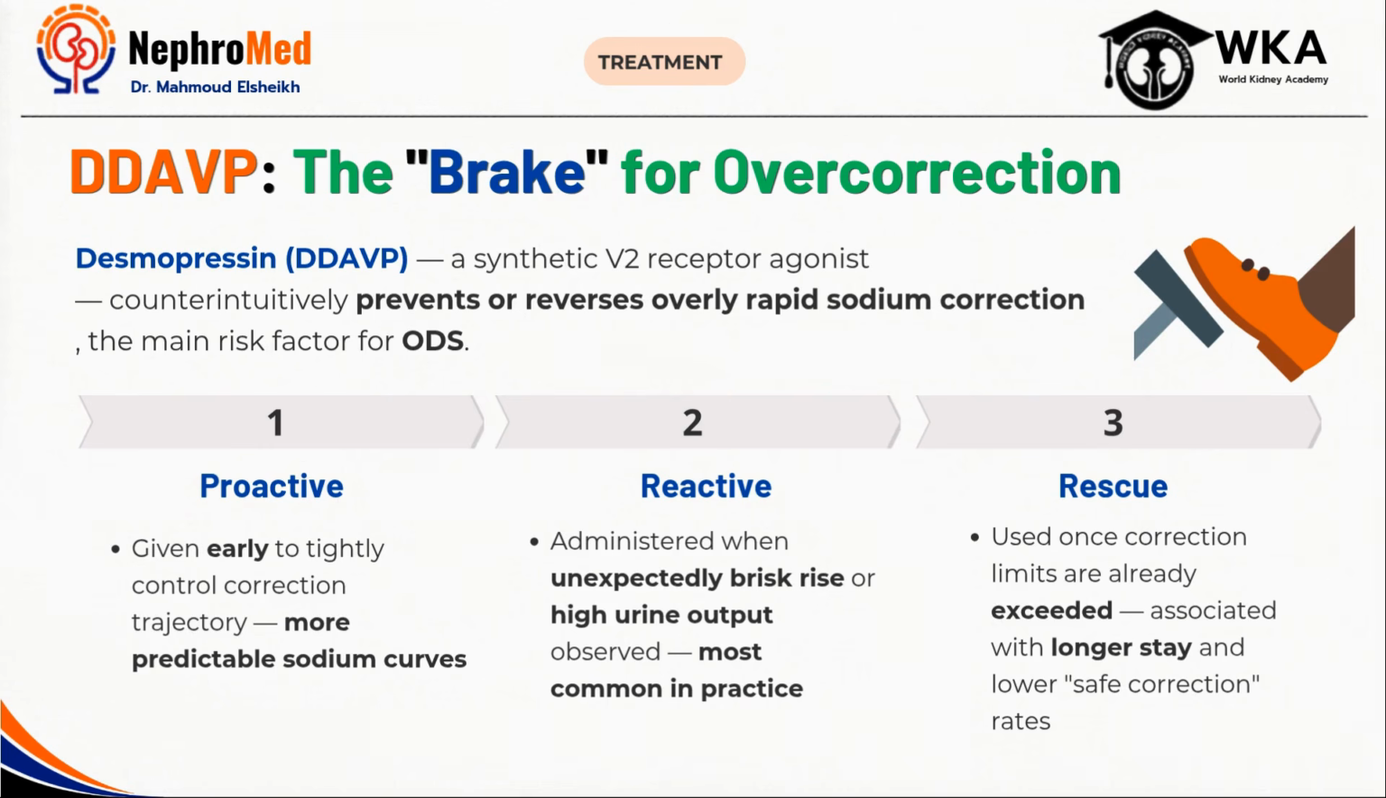Third, the rescue strategy. This is used after sodium correction has already exceeded thresholds. DDAVP is combined with free water replacement, usually D5W, to intentionally lower sodium levels and reduce ODS risk. So overall, DDAVP has fundamentally changed how many experts manage severe chronic hyponatremia. Instead of passively watching sodium rise, we can now actively control the overcorrection process much more safely.